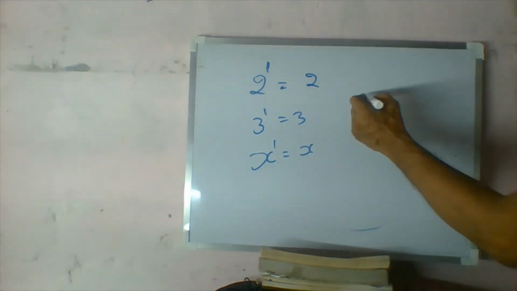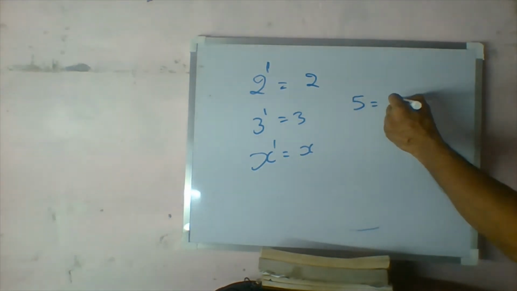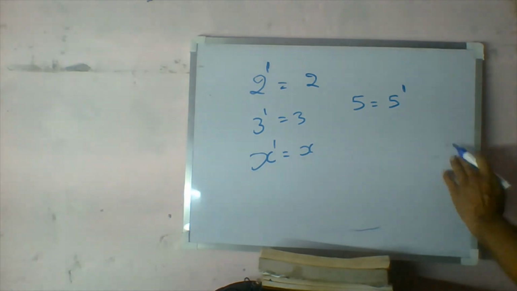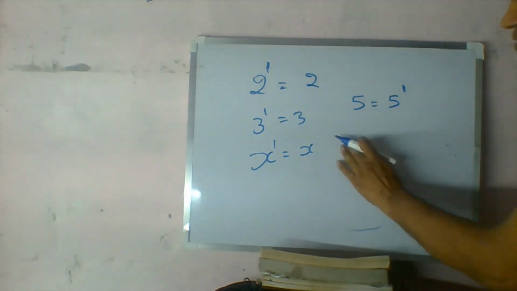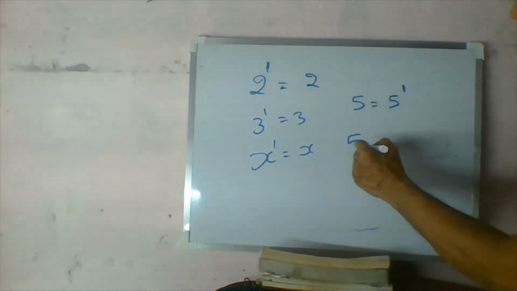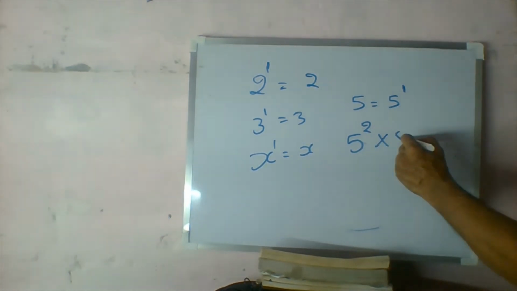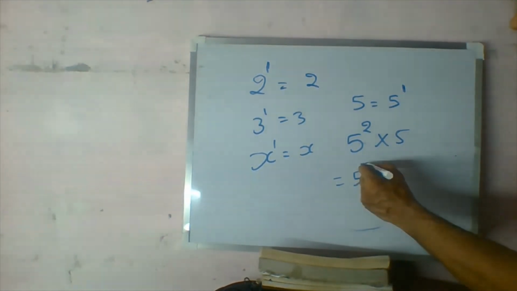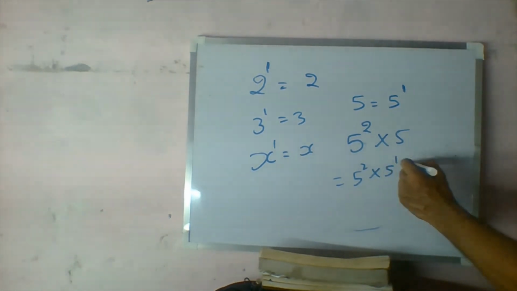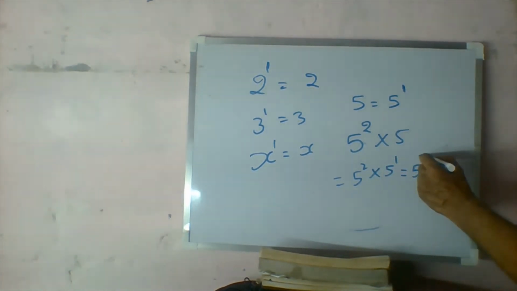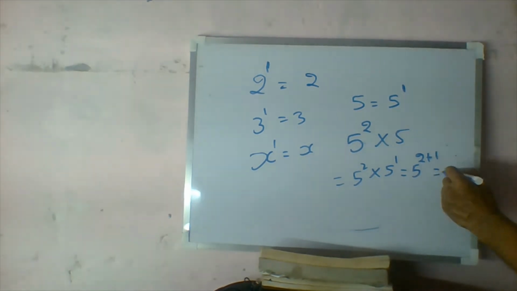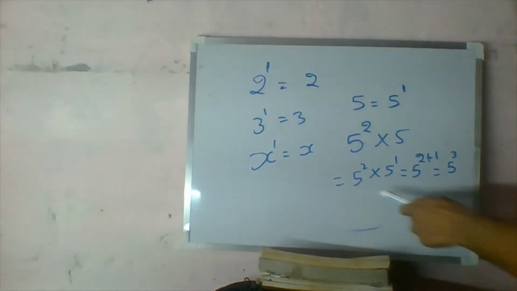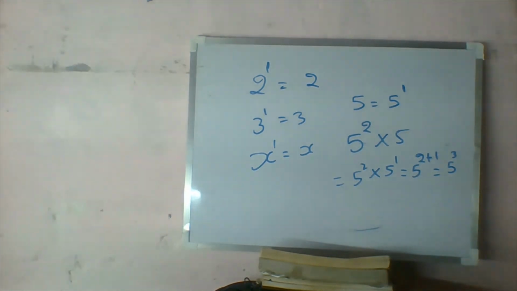So if we have any number, let us say 5, we can write it as 5 raised to power 1. Why does this become useful? Suppose we have to do 5 raised to power 2 into 5. We should know it is 5 raised to power 2 into 5 raised to power 1. So we have to know that it is 5 raised to power 1 so that we can do this.